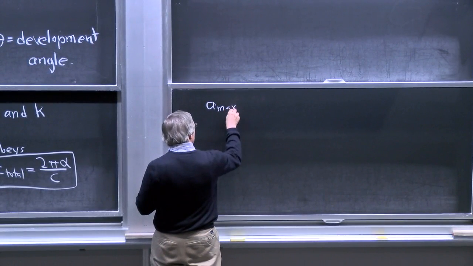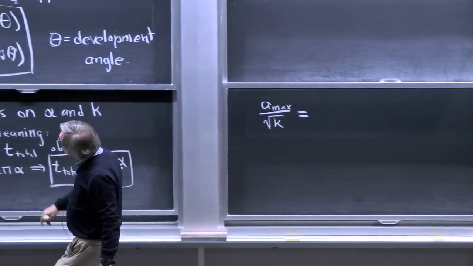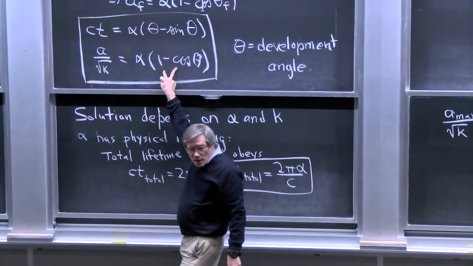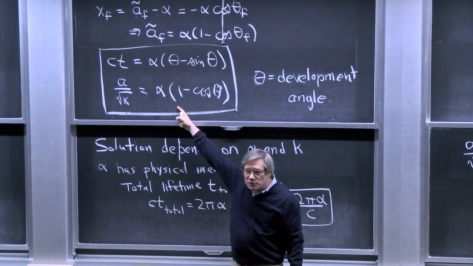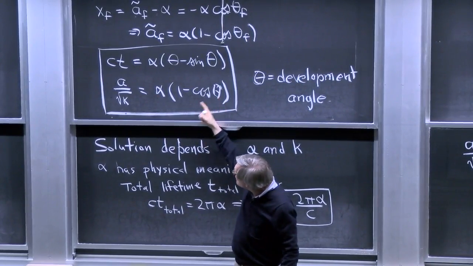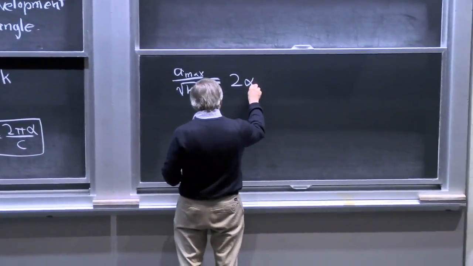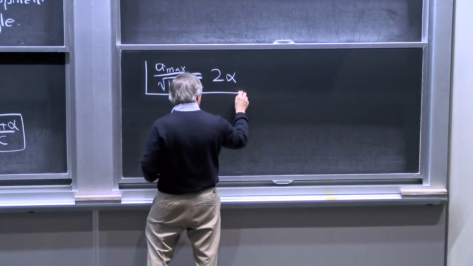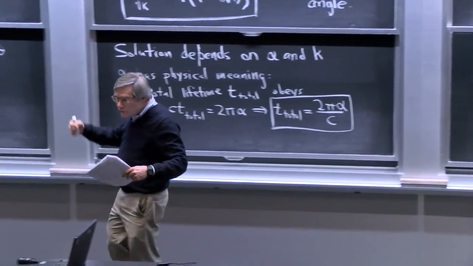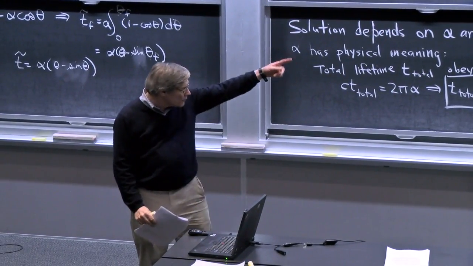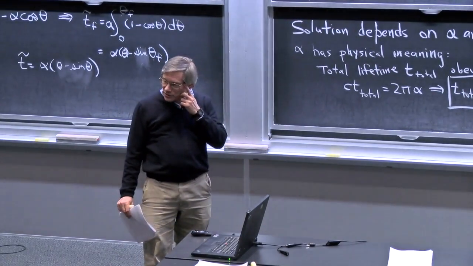So a max over root k is equal to the maximum value of this expression. And this expression has a maximum value when theta equals pi, which gives cosine theta equals minus 1, which gives a 2 here. And that's as big as it ever gets. So that's just equal to 2 alpha. So alpha is related in a very clear way to the total lifetime of our universe. And it's also related to a over root k, although we haven't really given a physical meaning to a over root k yet. But we know it has the dimensions of meters.